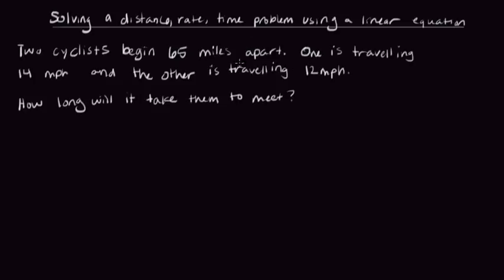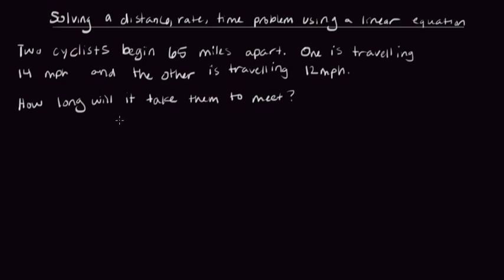Now I want to talk about solving a distance rate time problem using a linear equation. So here's the problem. It says two cyclists begin 65 miles apart. One is traveling 14 miles per hour and the other is traveling 12 miles per hour. How long will it take them to meet?